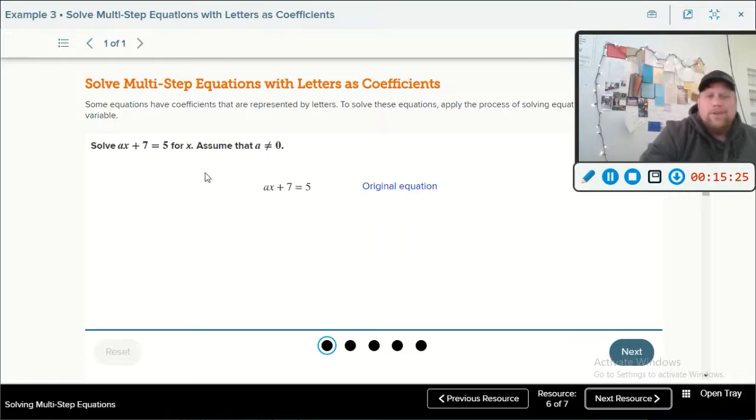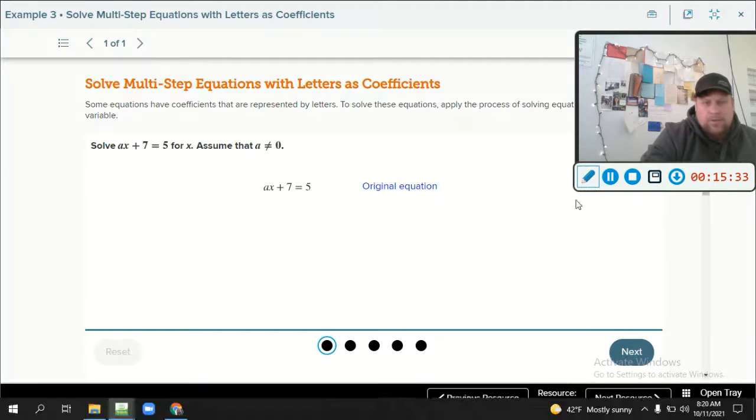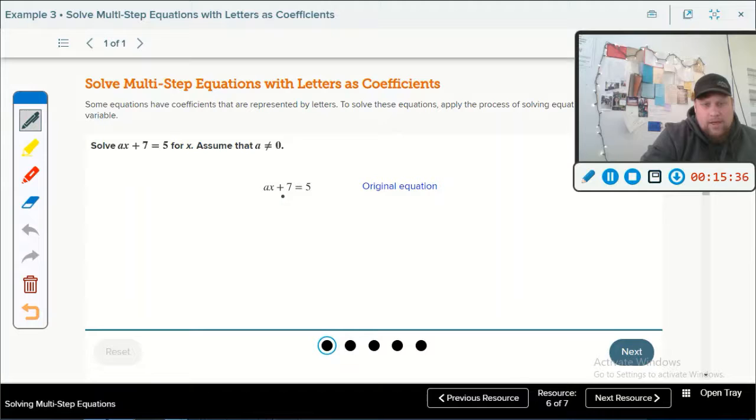But ultimately, what do I do to solve for x? Well, I'm still going to get rid of 7. Minus 7 from both sides. I get Ax is equal to -2. You may be thinking, oh my goodness, what do I do? Well, the same thing. A letter next to a letter means multiply. So how do I undo multiplication? Division. What I do to one side, I do to the other.